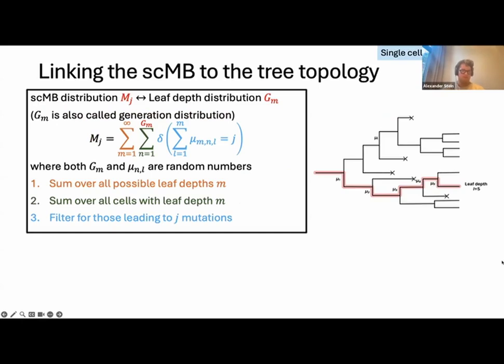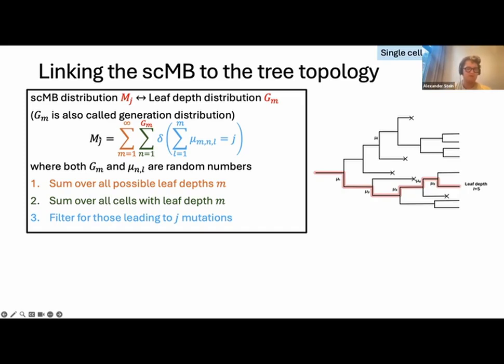Okay, and now to my last topic, which is the single cell mutational burden distribution. I like to think in these trees usually. So what I did there is that I linked the single cell mutational burden distribution, which I called MJ, to what I call the leaf depth distribution, or as I found later in the literature, the generation distribution. It's just asking, in a tree, if I take a leaf, how many times do I need to divide until I go back to the progenitor, to the root? And similarly, it is identical with the number of the generation this particular individual is in.